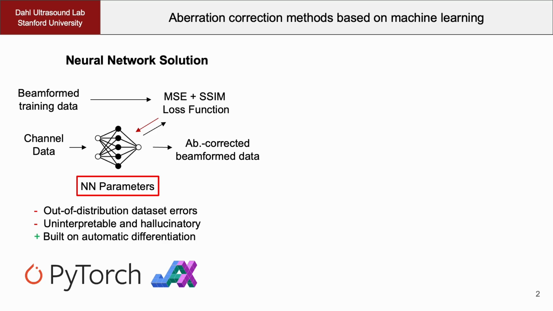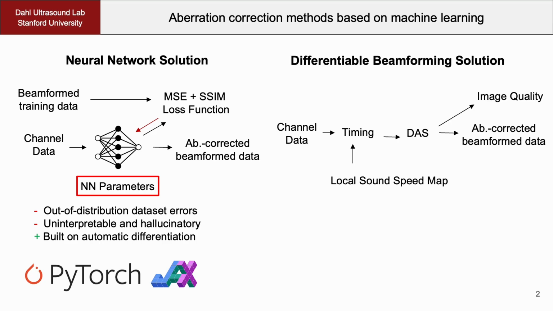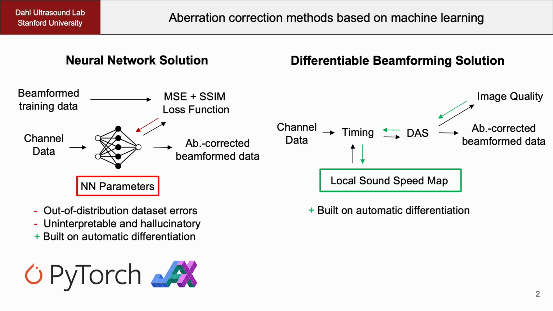Here we introduce differentiable beamforming as a network-free solution for aberration correction. In this method, all the components of the ultrasound image reconstruction and quality assessment are built using an auto-differentiation framework. This allows us to optimize some physical beamforming parameter, such as the local sound speed map, using an interpretable physical model. Because no neural networks are used, this approach does not require pre-training and instead uses an iterative optimization process to update the local sound speed map.